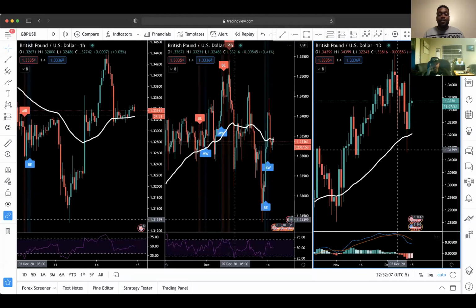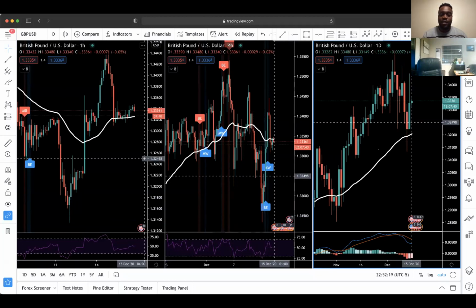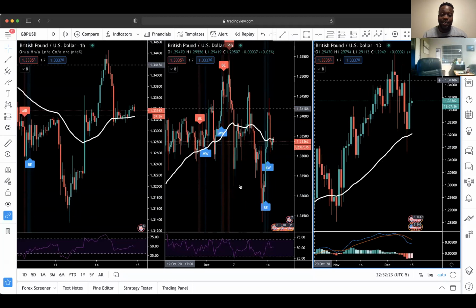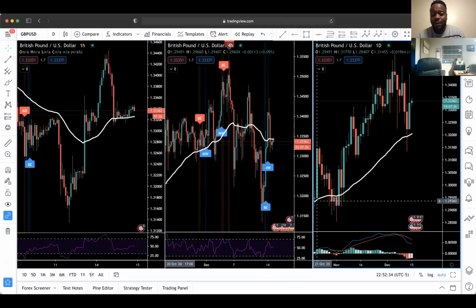All right. So the system that I've got for you guys is a triple screen system. So what the triple screen means is we take 3 time frames, and the time frames actually correlate with one another to a certain extent. And we add in a few price action methods that pretty much help us speculate.